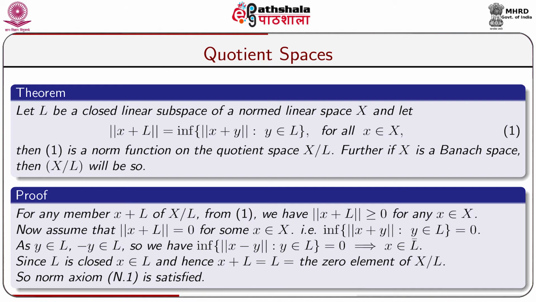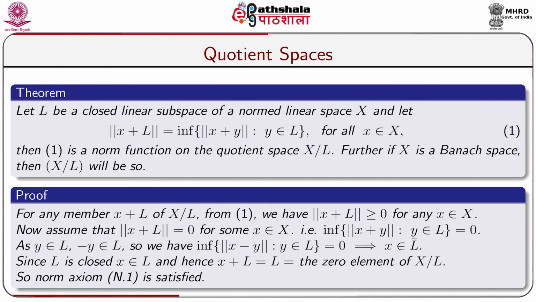So, we shall prove that X by L is a normed linear space. We have the norm of x plus L is always greater than or equal to 0, because the norm of x plus L is defined as the infimum of the norm of x plus y, where y belongs to L.